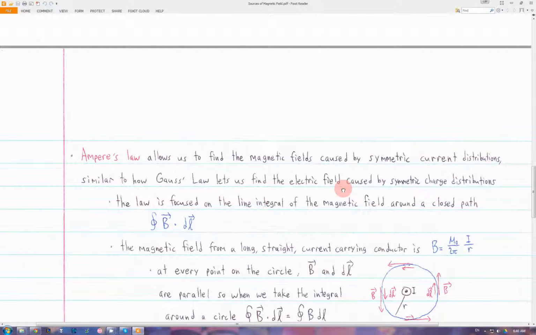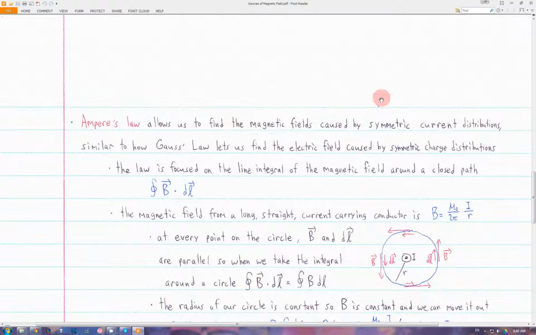And in Gauss's law, we said that that integral of E dot dA is always equal to the enclosed charge in the Gaussian surface divided by the permittivity of free space, epsilon naught. So in Ampere's law, the integral that we're going to use is the integral of B dot dl. And so instead of integrating around a three-dimensional closed surface, we're going to integrate around a closed two-dimensional loop. Now we could just draw a circle on the paper, and that could be a loop.